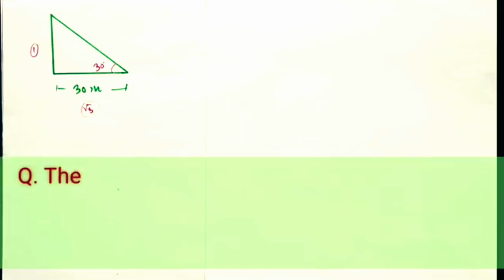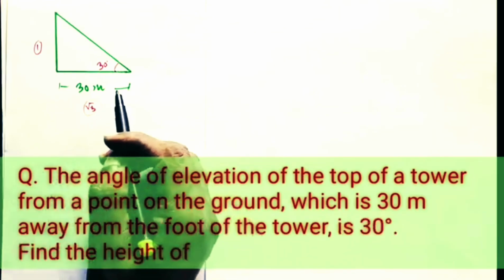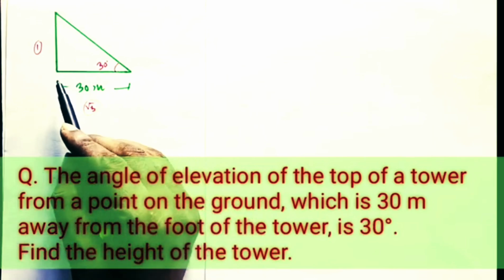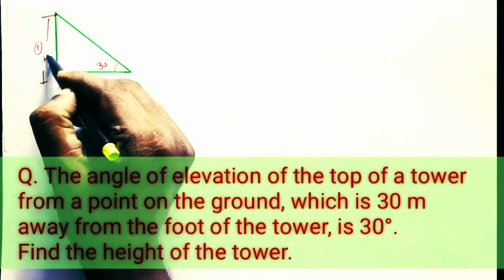Now we have a question. The angle of elevation of the top of a tower from the point on the ground which is 30 meter away from the foot of the tower is 30 degree. Find the height of the tower. We have to find out this height.